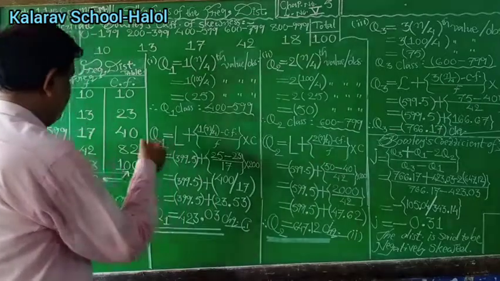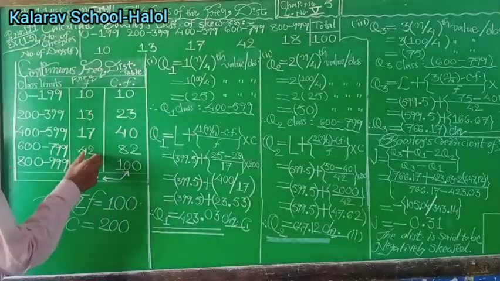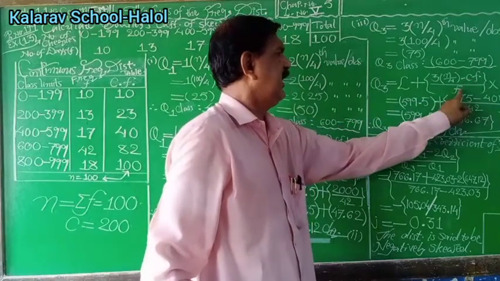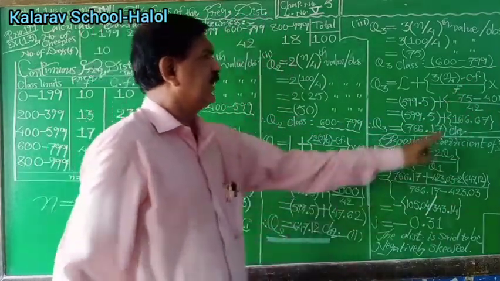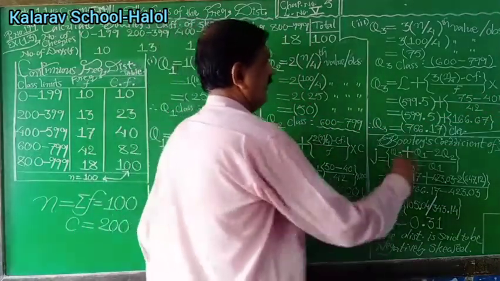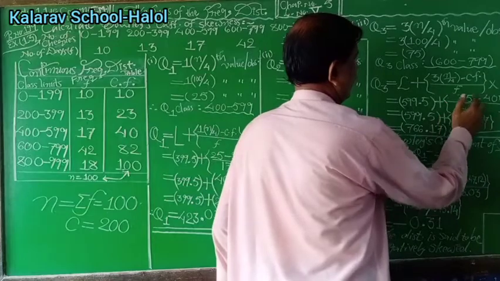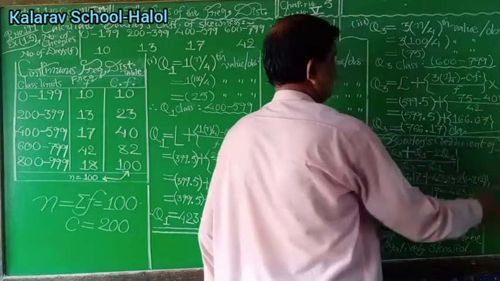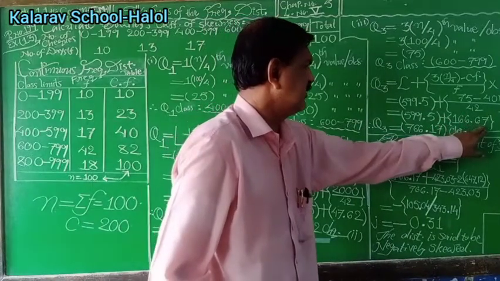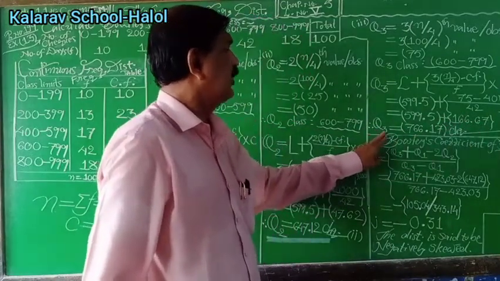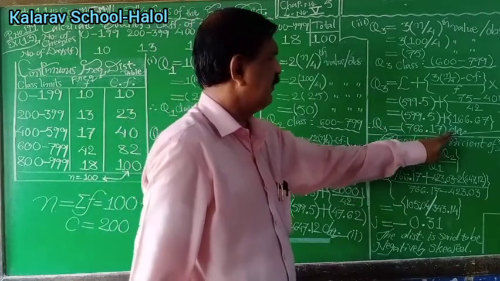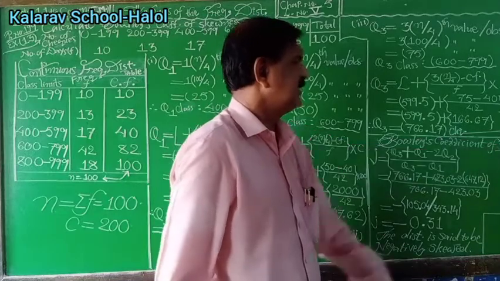CF is 40, f is 42, into C, class interval, class width 200. The simplification gives subtraction 35 into 200 means 7000, 7000 upon 42, which is 166.67. Finally, the answer of Q3, the third quartile, is 766.17 number of checks. Call this answer number 3.